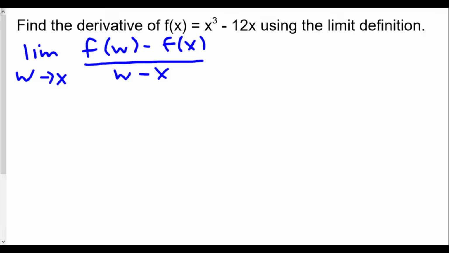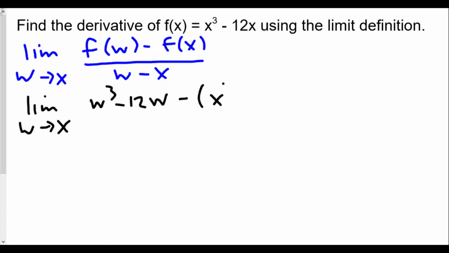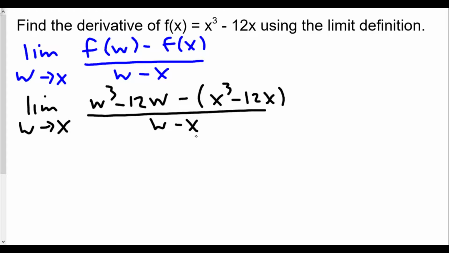And so this would just look like the following. We plug this in. This is the limit as w approaches x of, in this case, f of w, which is w cubed minus 12w, minus f of x, which would be x cubed minus 12x, all over w minus x. Now the difference in this case is that you're not really canceling things out. You're going to be factoring stuff out though. We'll factor by grouping. And by the way, if we switch to negative, this becomes a negative and this becomes a positive.